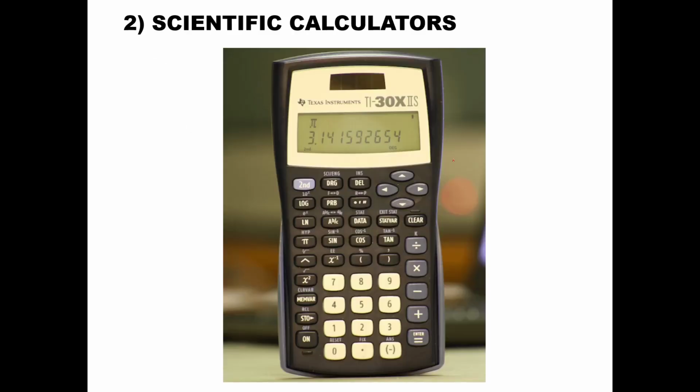Then similarly, we'll have a scientific calculator where some extra features of mathematical operations have been added. There you can have your square root, you can have your trigonometry functions, then you can have your radians, roots, powers, exponents, factorials, etc. All that you can have in a scientific calculator.